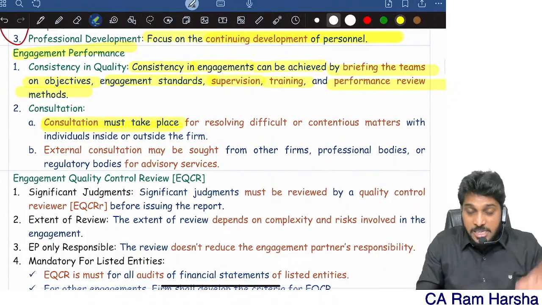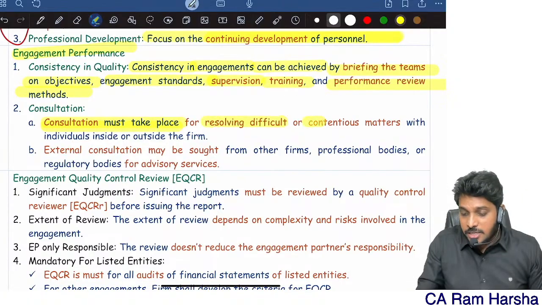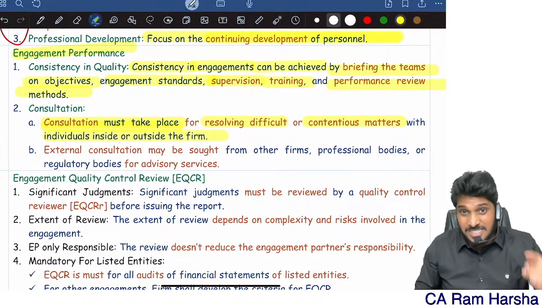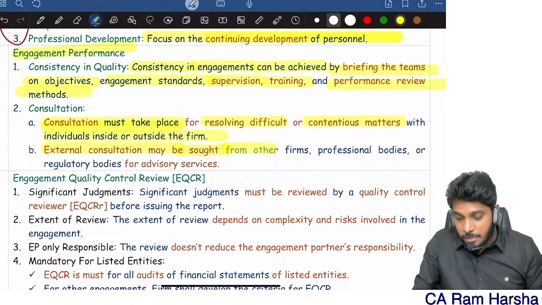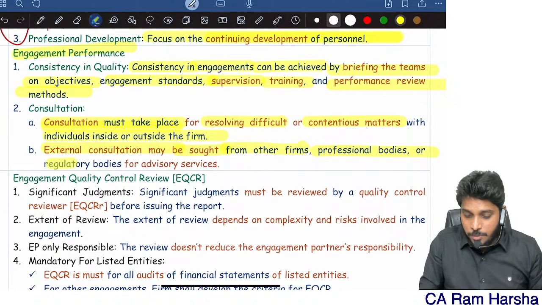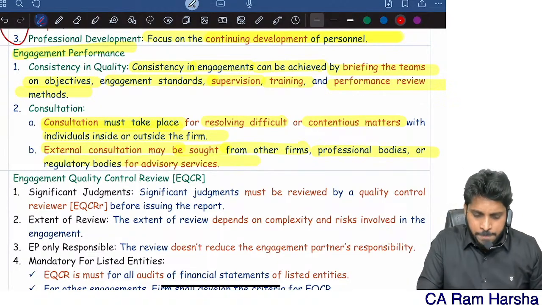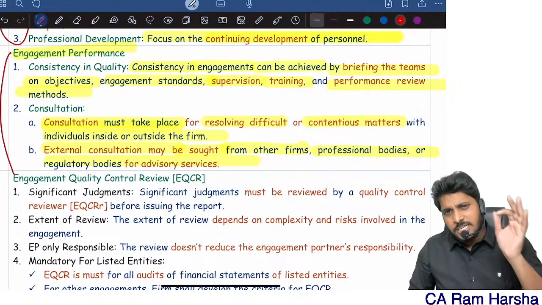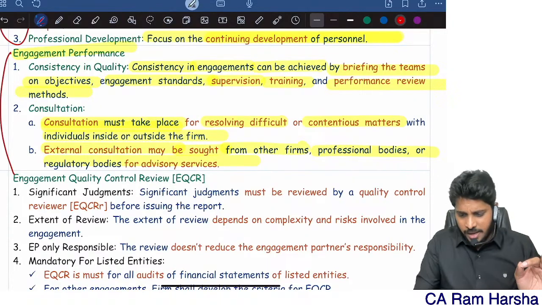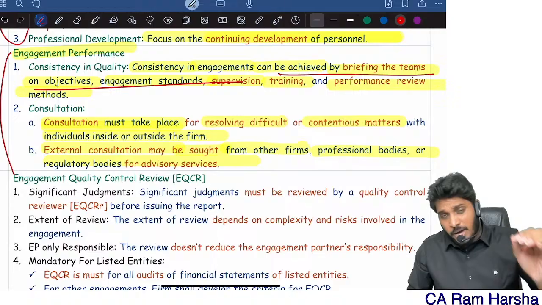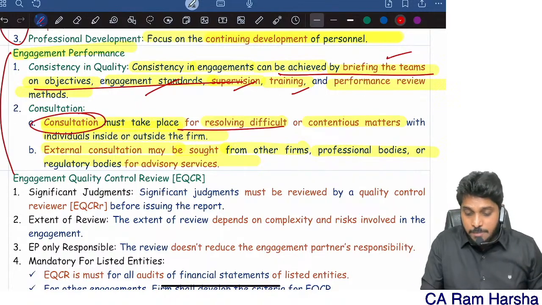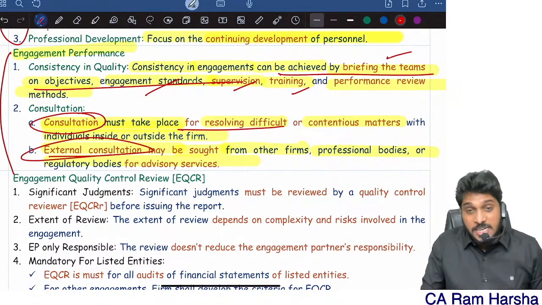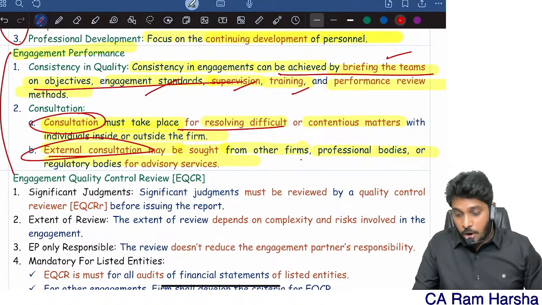So consultation must take place for resolving difficult or complex matters with individuals inside the firm or outside the firm. External consultation may be required from other firms, professional bodies for advisory services. So when you are performing the work, policies and procedures must be implemented in such a way that policies and processes must address various issues like briefing the team members, engagement standards, supervision, training, all that. And consultation must take place on difficult matters. External consultation may be sought for any complex matters.